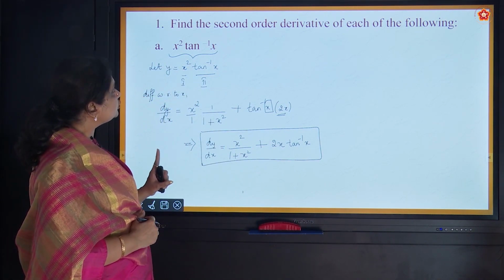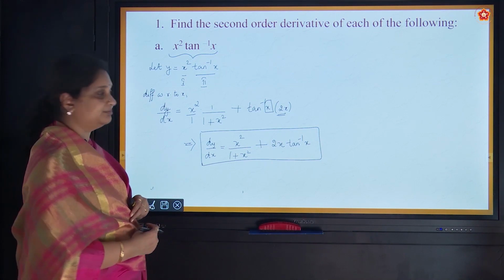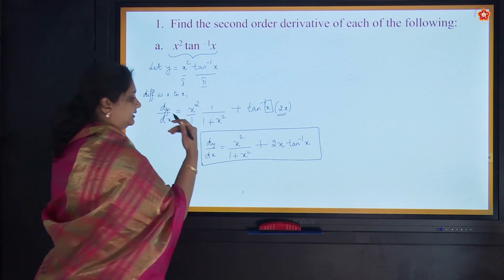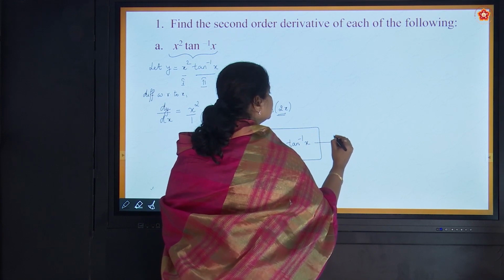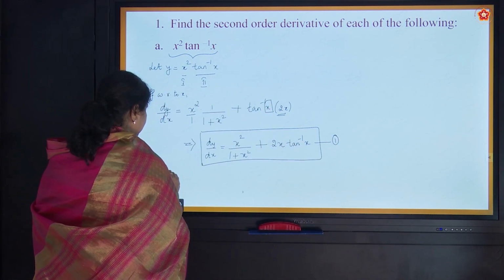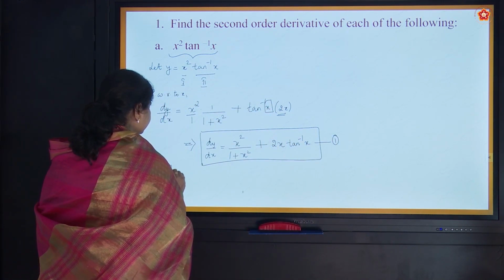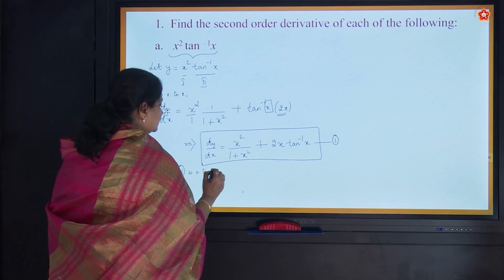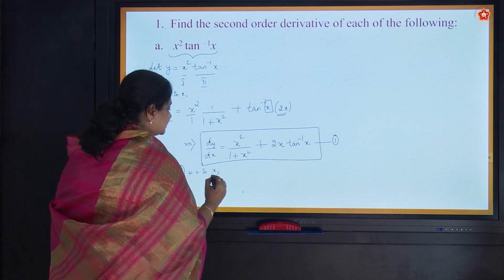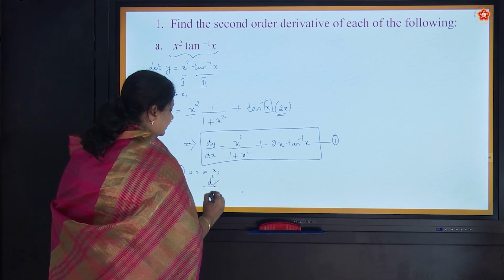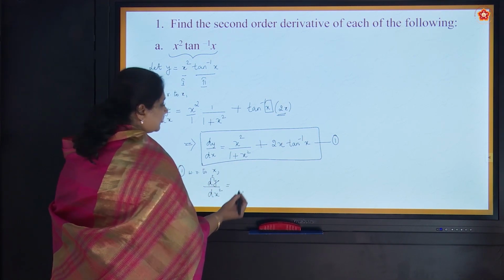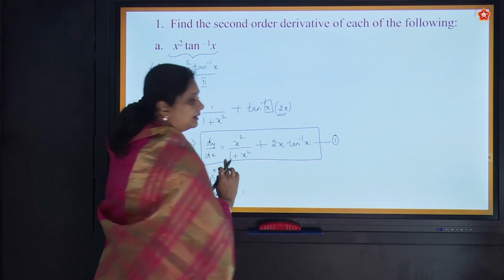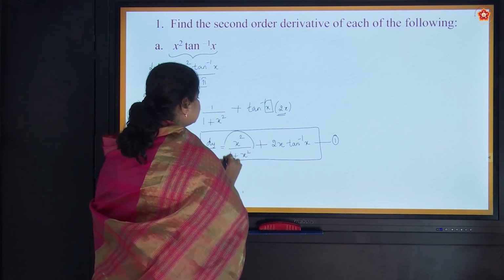Now, you're supposed to find the second order derivative, meaning you're going to differentiate this again. So, this is my first order derivative. So, let me differentiate this again. So, differentiating with respect to x again, what do you get? You get d square y by dx square. That's your second order derivative. Now, every term is differentiated. So, let's first differentiate this.